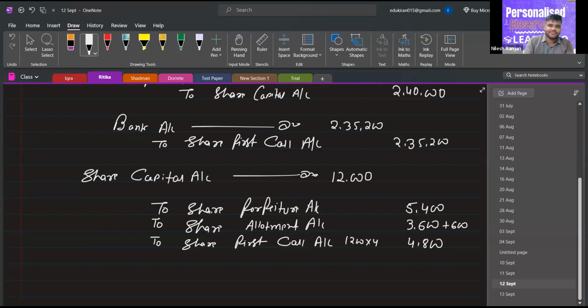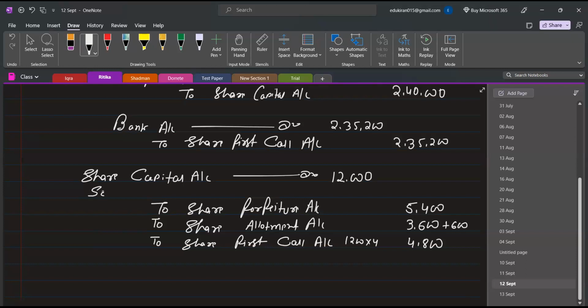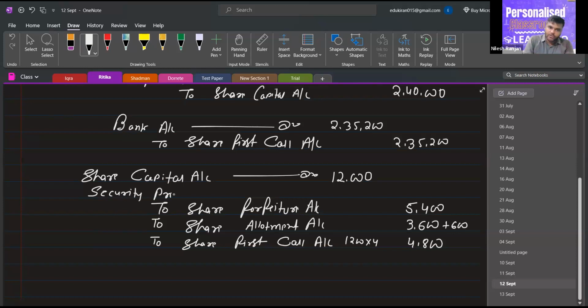Confused? We will write securities premium here also. 600. Is this correct?